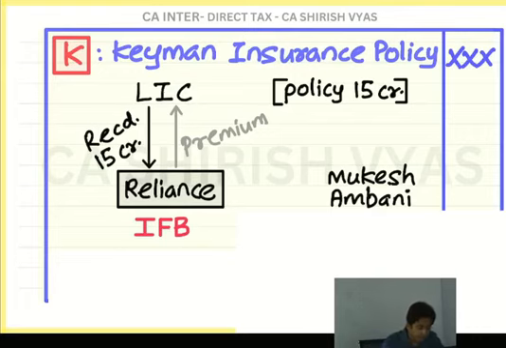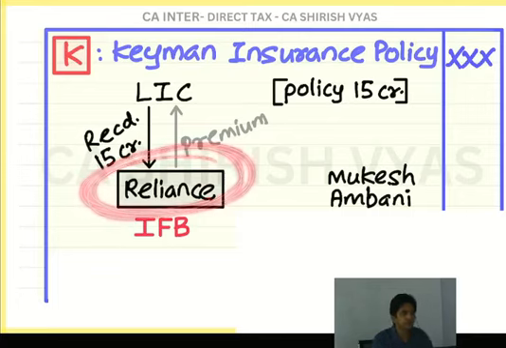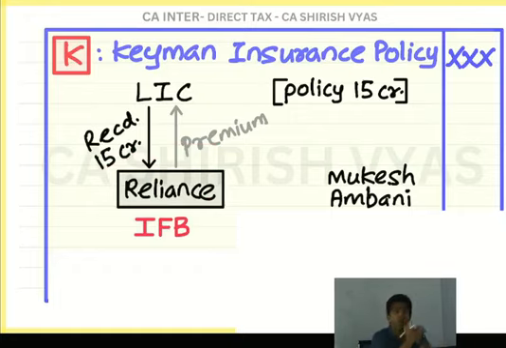So now imagine this big amount Reliance is getting. It's like a bonus. See, Reliance was worried, what if Ambani dies? But he didn't die. The policy matured and a big amount is received by Reliance. So in such an event, sometimes what happens? Reliance might give that money to Mukesh Ambani.